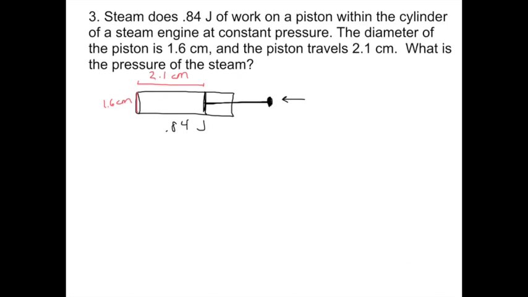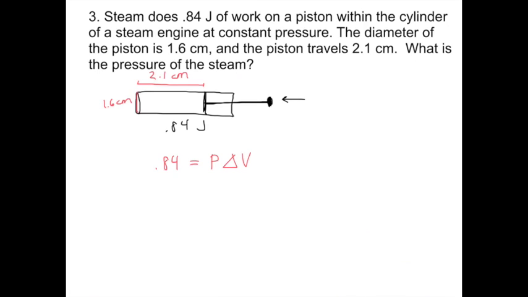Number 3. Steam does 0.84 joules of work on a piston within the cylinder of a steam engine at constant pressure. The diameter of the piston is 1.6 centimeters, and the piston travels 2.1 centimeters. What is the pressure of the steam? So first of all, we know that we have 0.84 joules of work, and that work will be equal to pressure times the change in volume.